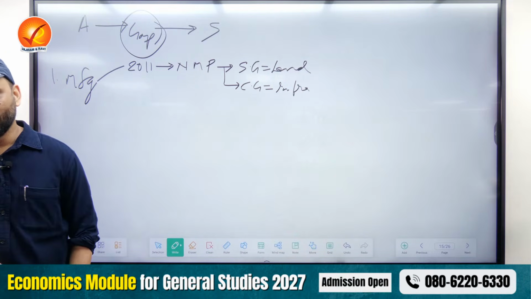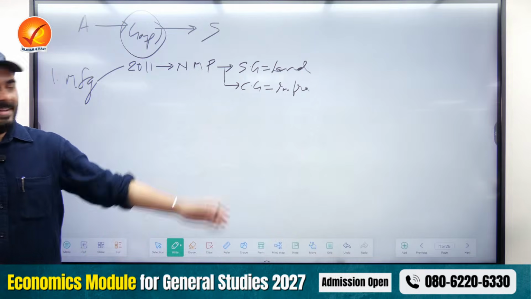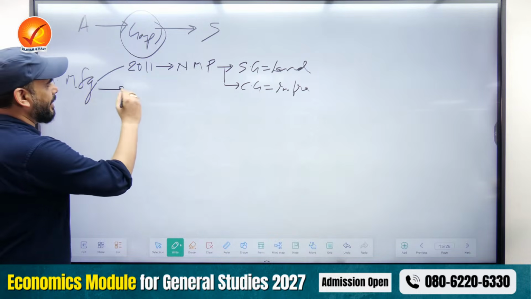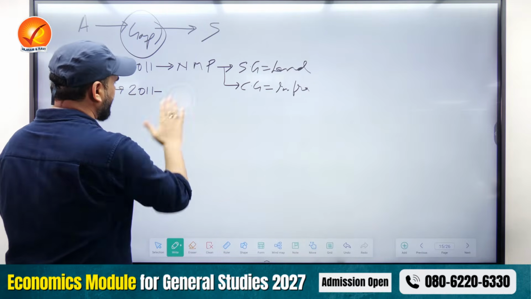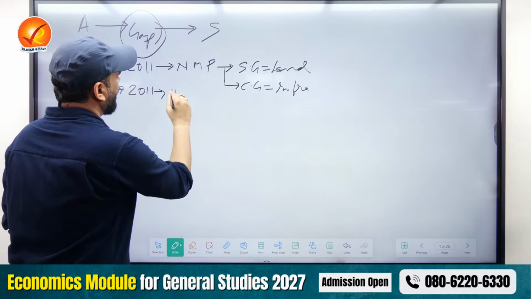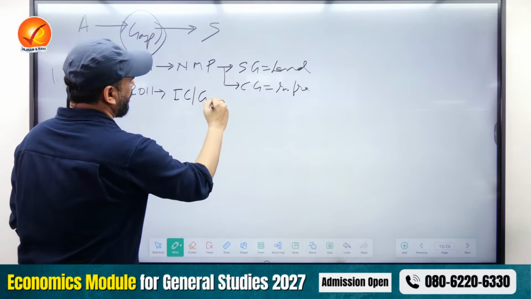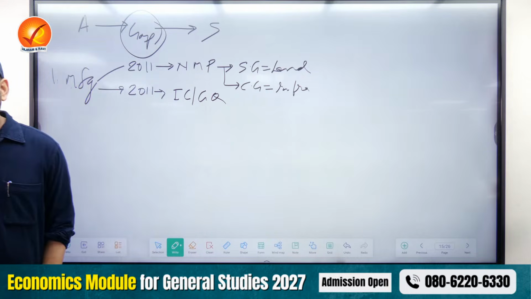This is how they were going to create industry. It's simple. Now, next policy after this, 2011 itself, a policy came which is called Industrial Corridor, Golden Quadrilateral. What happened under this?